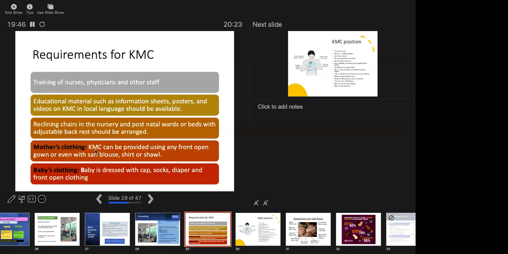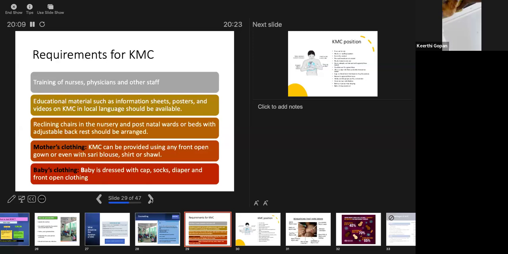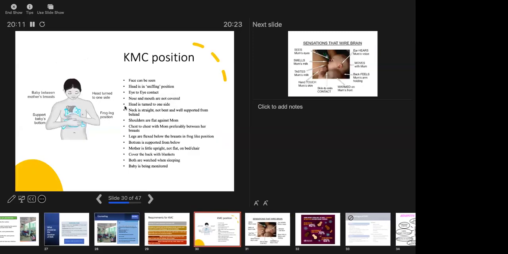Regarding mother's clothing, KMC can be provided using any front open gown, or any sari or blouse, with a shirt or shawl. The only thing is the front part should be open. With respect to baby's clothing, baby should be dressed with cap, socks, diaper, and front open clothing. The front part of the baby's body also should be open so that there is direct skin-to-skin contact between the baby and the mother. So this is about the KMC position.